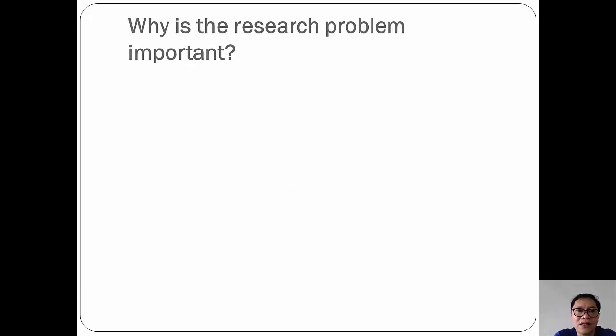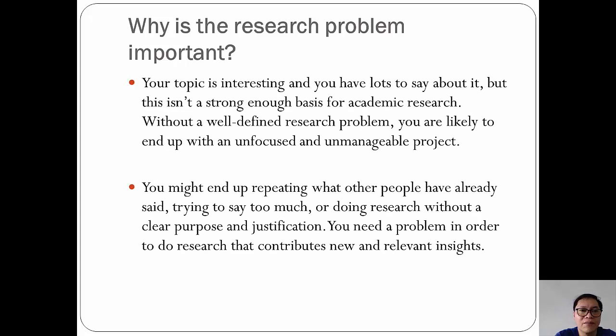Why is the research problem important? Your topic is interesting and you have lots to say about it, but this isn't a strong enough basis for academic research. Without a well-defined research problem, you are likely to end up with an unfocused and unmanageable project or research. You might end up repeating what other people have already said, trying to say too much, or doing research without a clear purpose and justification. You need a problem in order to do research that contributes new and relevant insights.